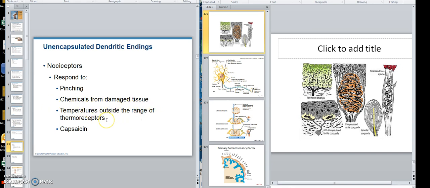Temperature outside the range of the thermoreceptors. What does that mean? If you put something cold on your skin, certainly the cold receptors will respond. But once it gets too far, then pain receptors will come in.